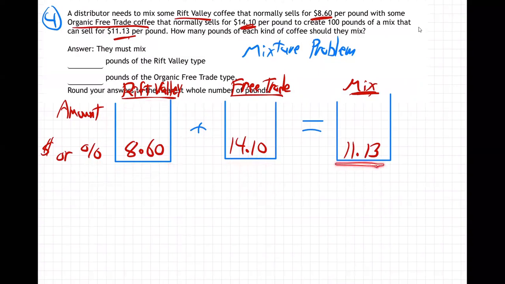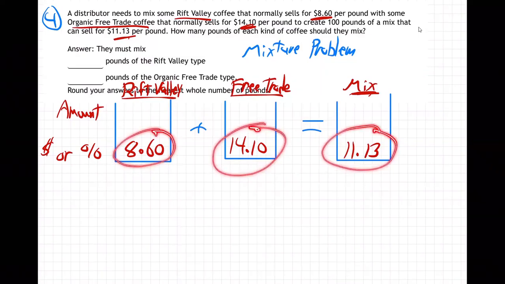And the mixture, they want the mixture. Notice the mixture is $11.13, between the two, because the free trade is the more expensive coffee at $14.10 per pound, and the Rift Valley is cheaper at $8.60 per pound, to come up with a mix that's somewhere between them. The final mix is the expensive stuff mixed with the cheap stuff, so the final price is somewhere in between.